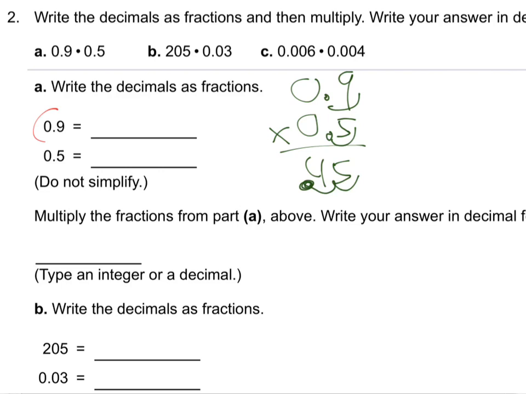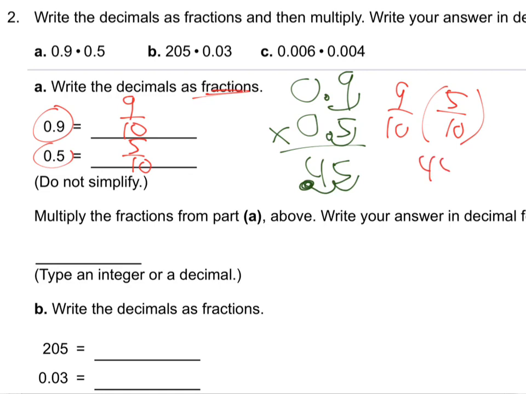So let's take the 0.9 and make it a fraction. What is 0.9 as a fraction? 9 tenths, right, because it ends in the tenths place. And 0.5 is 5 tenths, exactly. And then when we multiply 9 tenths and 5 tenths, 5 times 9 is 45, 10 times 10 is 100, that 100 means 2 places back.